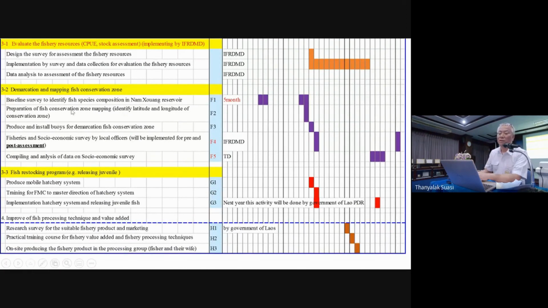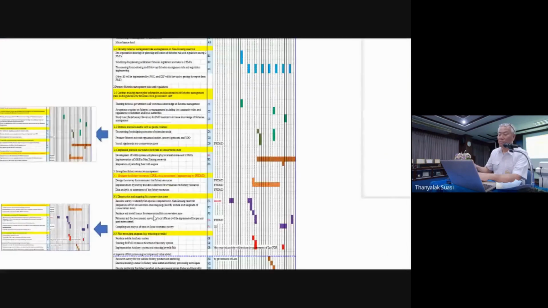So, for example, this processing activity here: first, survey and decide the type of production. All the time we make this detailed plan and then modify it depending on the progress of the project.